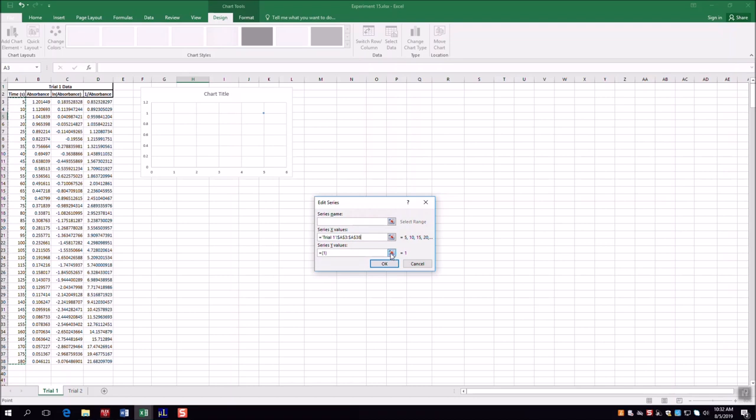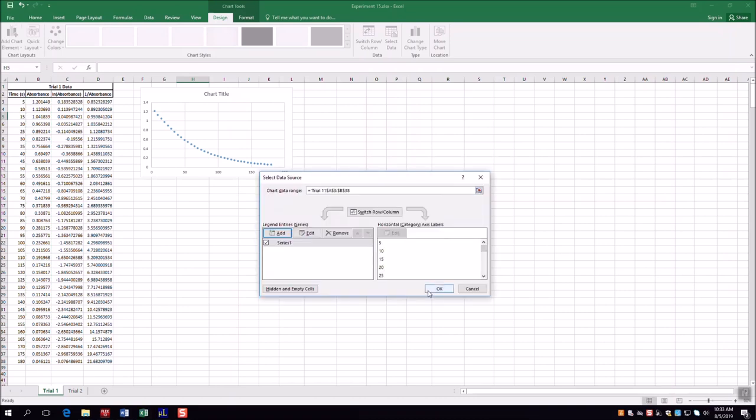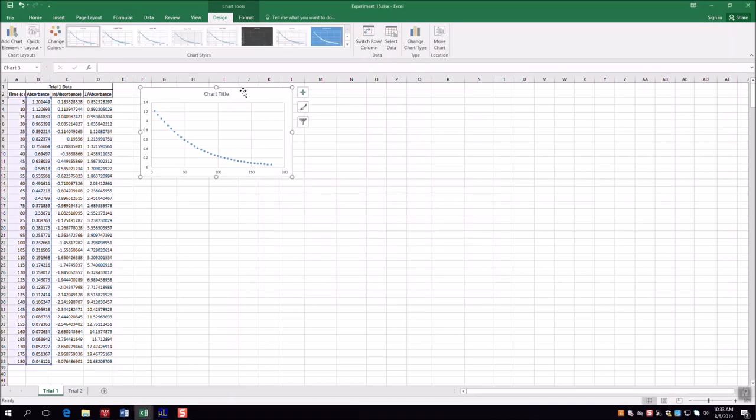For my Y values, because this is my first graph, I want to do absorbance, so I'm going to highlight my absorbance values and hit enter. Now we have our X values and our Y values, and we can click OK. We'll click OK a second time, and we're back to our graph.